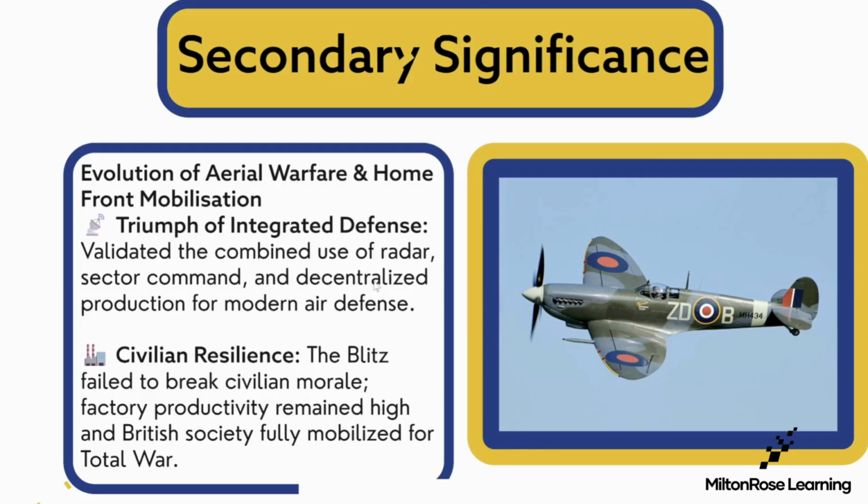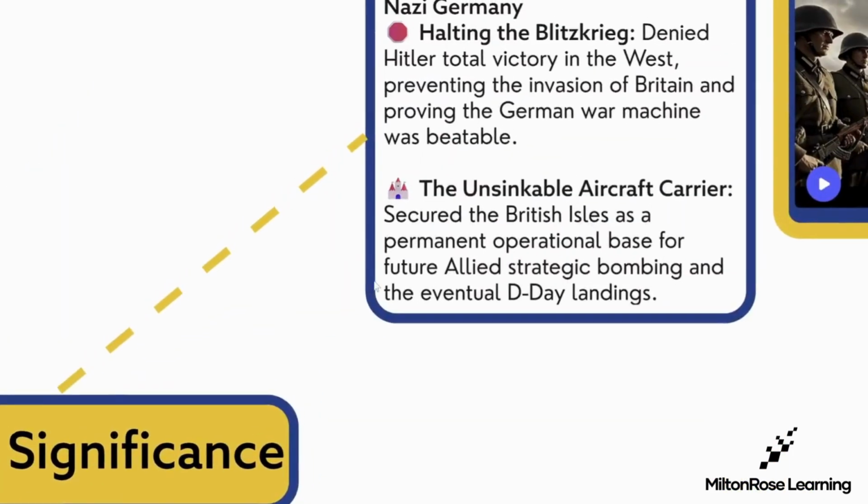And also it showed civilian resilience. The Blitz failed to break civilian morale. Okay, as Churchill famously said in the period, we can take it. And they could. It was hard. The Londoners got bombed out, but nevertheless they didn't crack. Factory productivity remained high, and British society fully mobilised now for total war. Okay, we were really ramped up and ready to go. We rolled up our sleeves here.